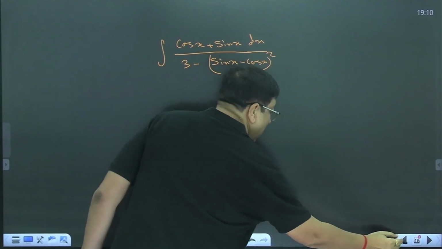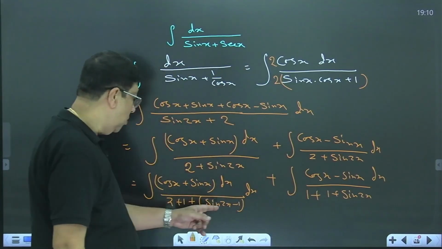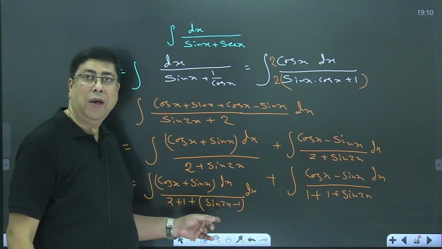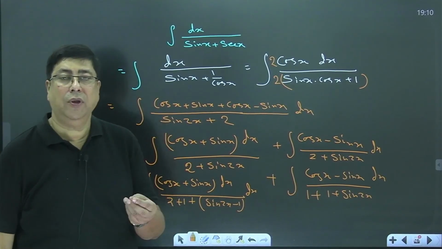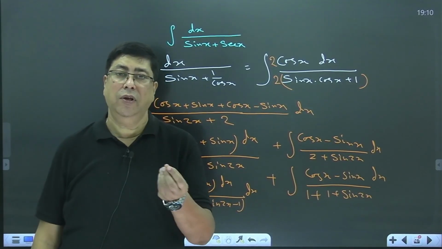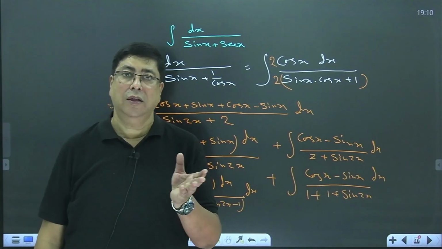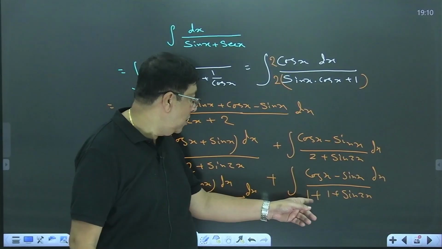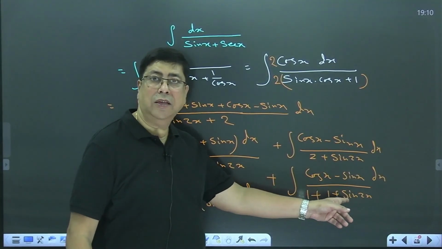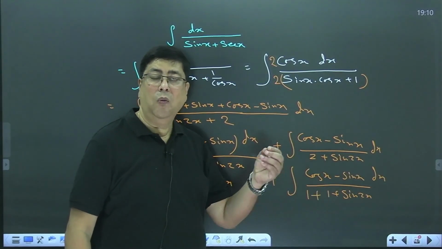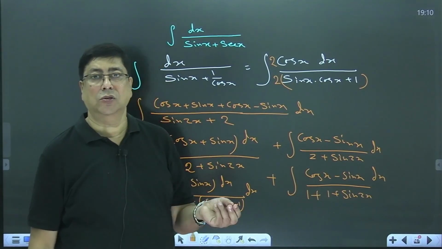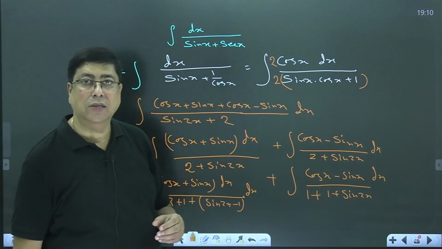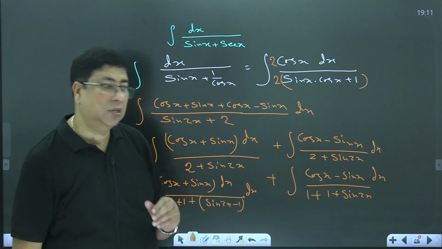And let us come to this. Once again I am telling you, if I take the minus common, 1 minus sin 2x: 1 means sin square x plus cos square x, sin 2x is 2 sin x cos x, that is sin x minus cos x whole square. Similarly, if I take 1 here, 1 plus sin 2x is sin x plus cos x whole square, because 1 means sin square x plus cos square x, and sin 2x is 2 sin x cos x.